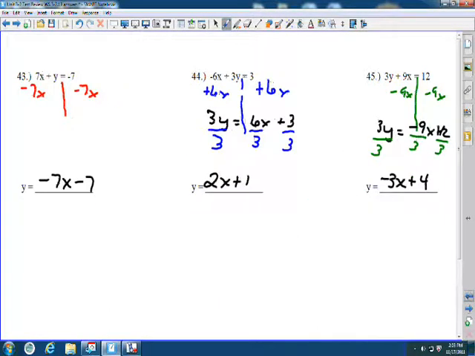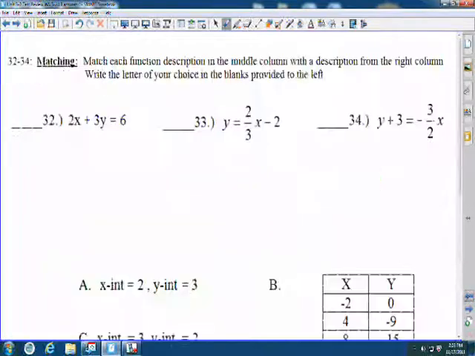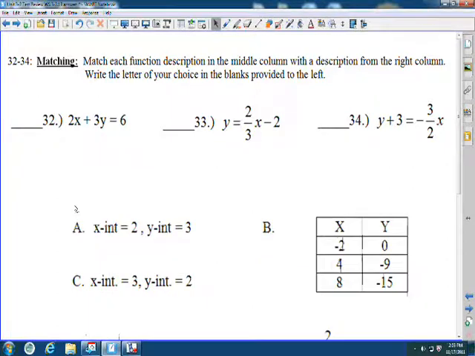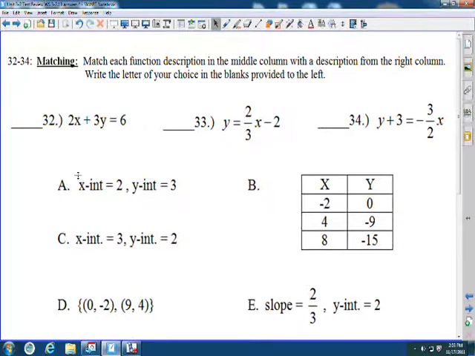Let's go back to the other one I skipped back here. I didn't know if I was going to have enough time. All right, here we go. Let me move these up. All right. First off, let's look at this one already.